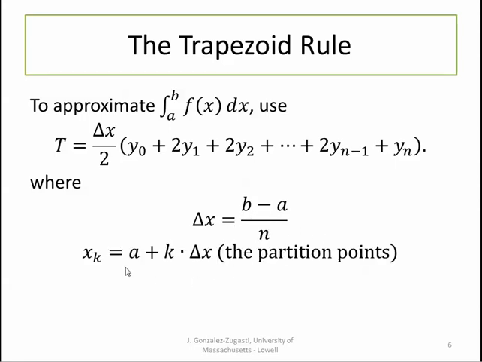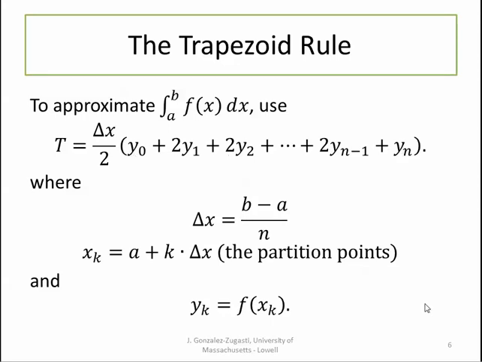X sub k is going to be the partition points, and our y sub k is our function evaluated at the x sub k. Now, there are two things to notice. The first is all the terms in here are multiplied by 2 except for the very first one and the very last one. The second thing to notice is how many terms are in this sum. There's 1, 2, 3, and so forth. There's n here plus 1 more. So there are n plus 1 terms inside your parentheses.